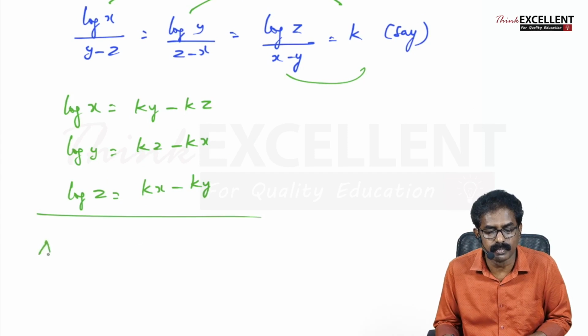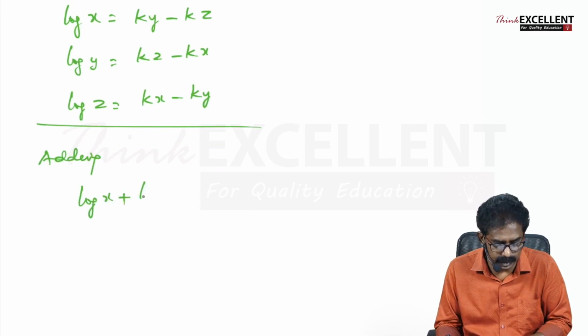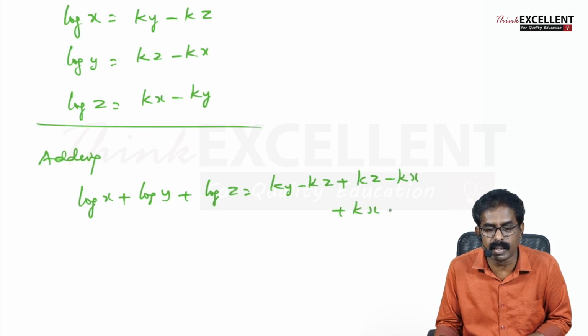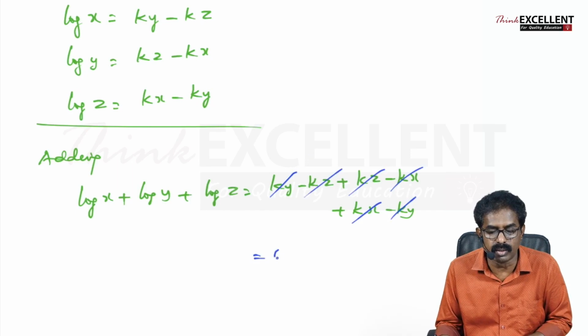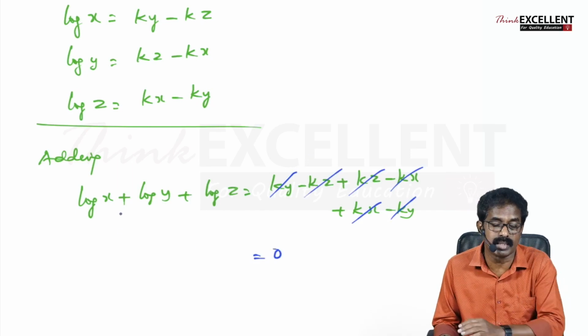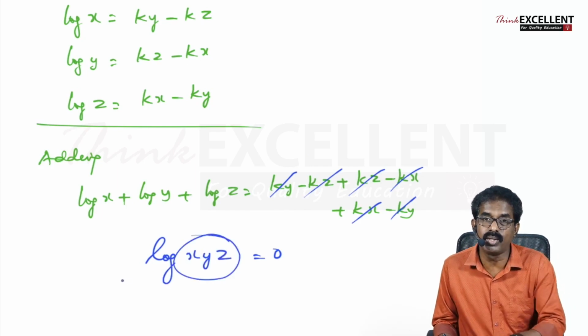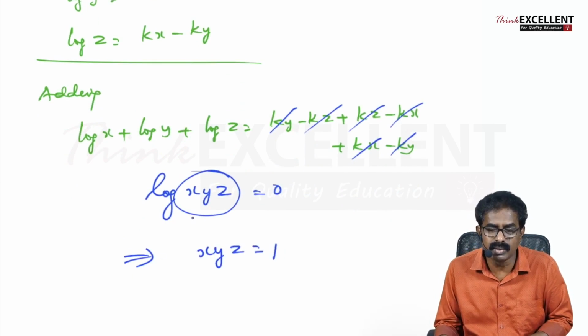Add all the three. Adding all these three values. So left side you add separately log x plus log y plus log z. Right side if you add, for the first one ky minus kz, second one kz minus kx, third one kx minus ky, everything gets cancelled, you are getting 0. But left side is log x plus log y plus log z, product to log xyz. Log of which number is 0? 1, right? So from here you can say xyz equal to 1.